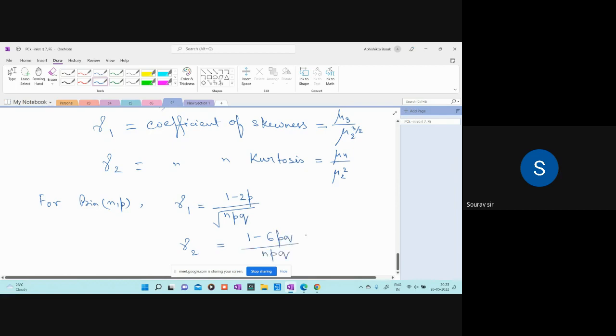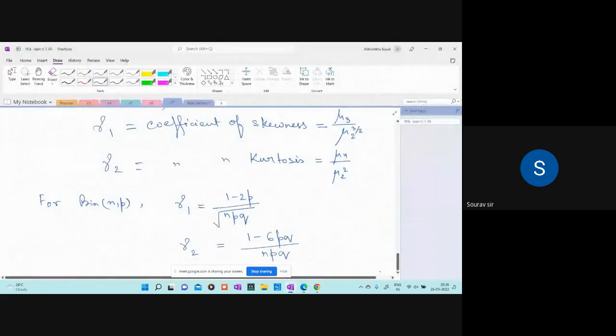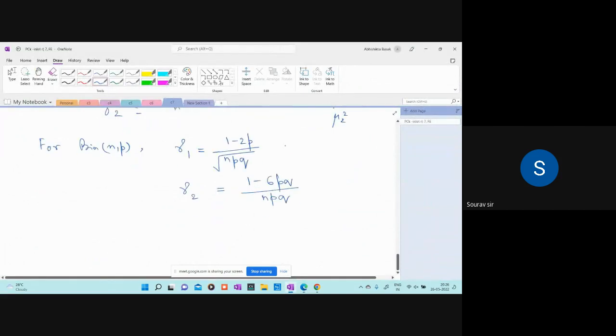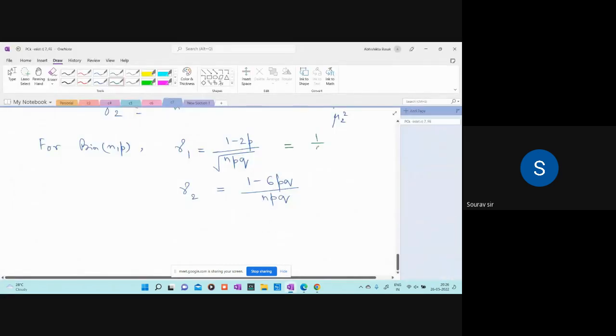You have to remember these two for different distributions as well. Here they have given binomial, but they might give you other distributions as well. Okay, so the skewness gamma 1 is 1 by 6, gamma 2 is minus 1 by 12, and the binomial distribution parameters are n and p. What is the value of n and p respectively? So we can proceed with this. This is equal to 1 by 6 and this is minus 1 by 12.